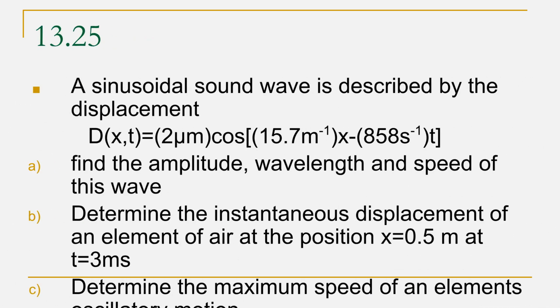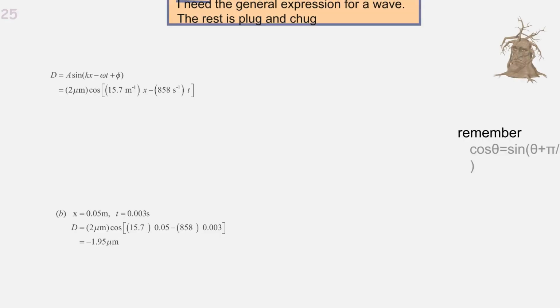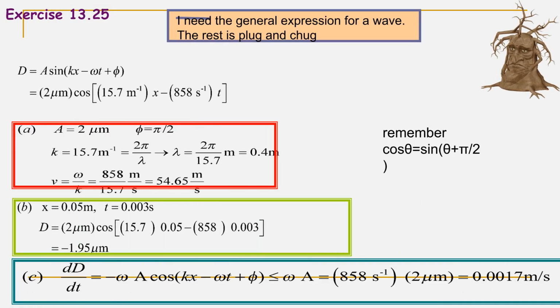Let's review an exercise. A sinusoidal sound wave is described by a displacement equation. We need to find the amplitude, wavelength, speed, instantaneous displacement, and maximum speed of the oscillating element. To solve the exercise, we need the general expression for a wave. The rest of the solution involves simple substitution of the given values into the wave equation components.